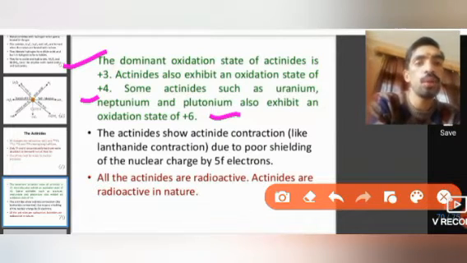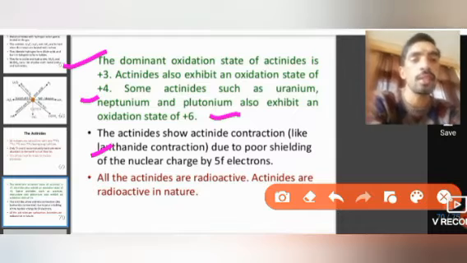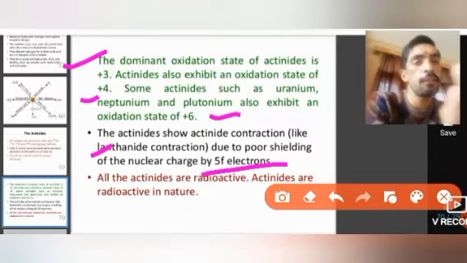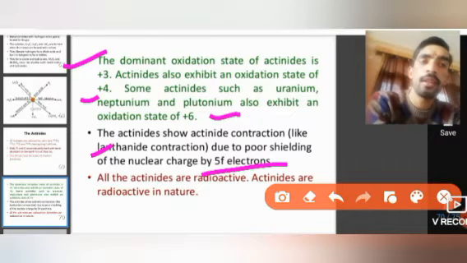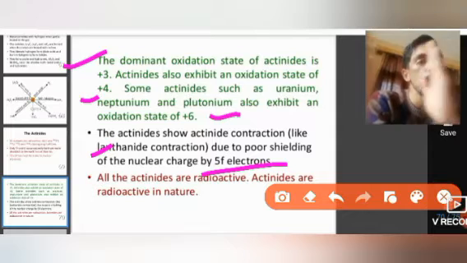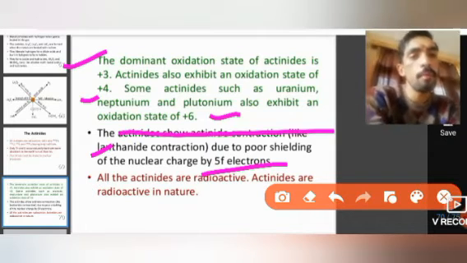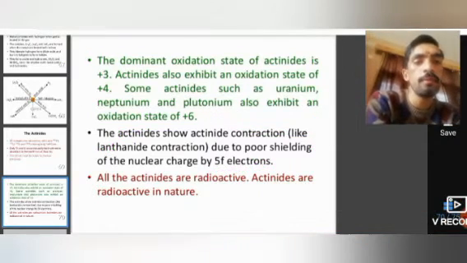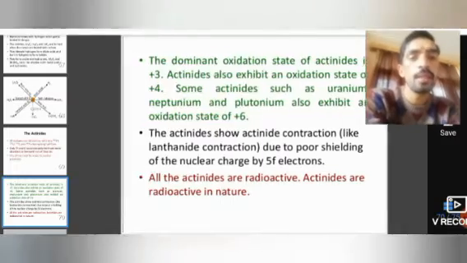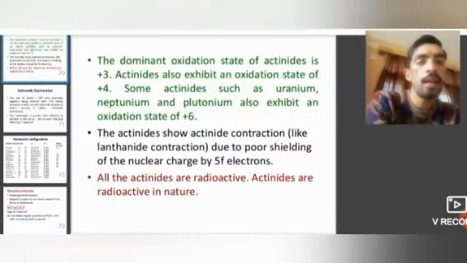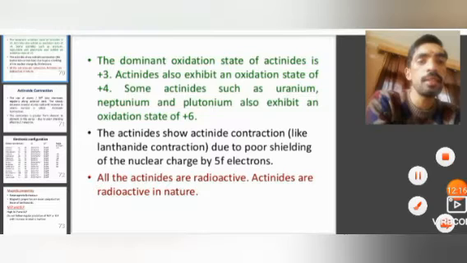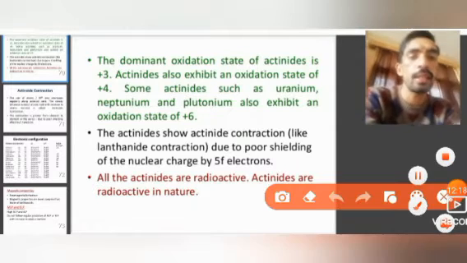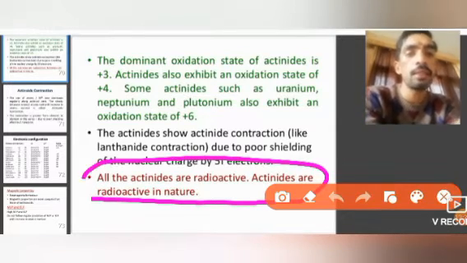The actinides show actinide contraction like lanthanide contraction, due to the poor shielding effect of 5f electrons, whereas in lanthanide it is 4f electrons. Here in actinide there are 5f electrons. So the contraction is the same: with increase in atomic number the atomic size is decreasing. That is called lanthanide contraction. Actinides are radioactive in nature. This is the most important characteristic that you need to keep in mind.